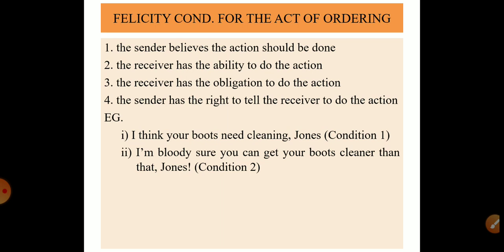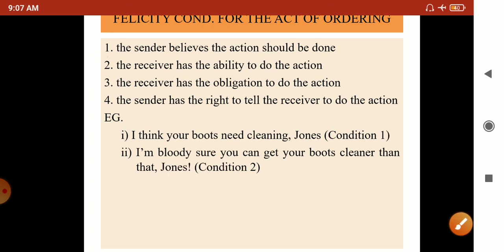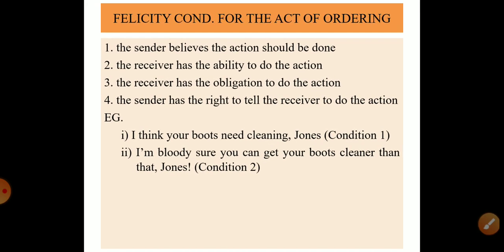Then second example, I'm bloody sure you can get your boots cleaner than that, Jones. Here, the second felicity condition is performed. The receiver has the ability to do the action. So, the speaker knows that the receiver, that is, the listener of the sentence, has the ability to perform the action. Therefore, he says, I am bloody sure, I definitely know that you can get your boots cleaner than that. Your boots are clean, but you can make them cleaner than that. So, indirectly, the speaker tells Jones to clean his shoes again.